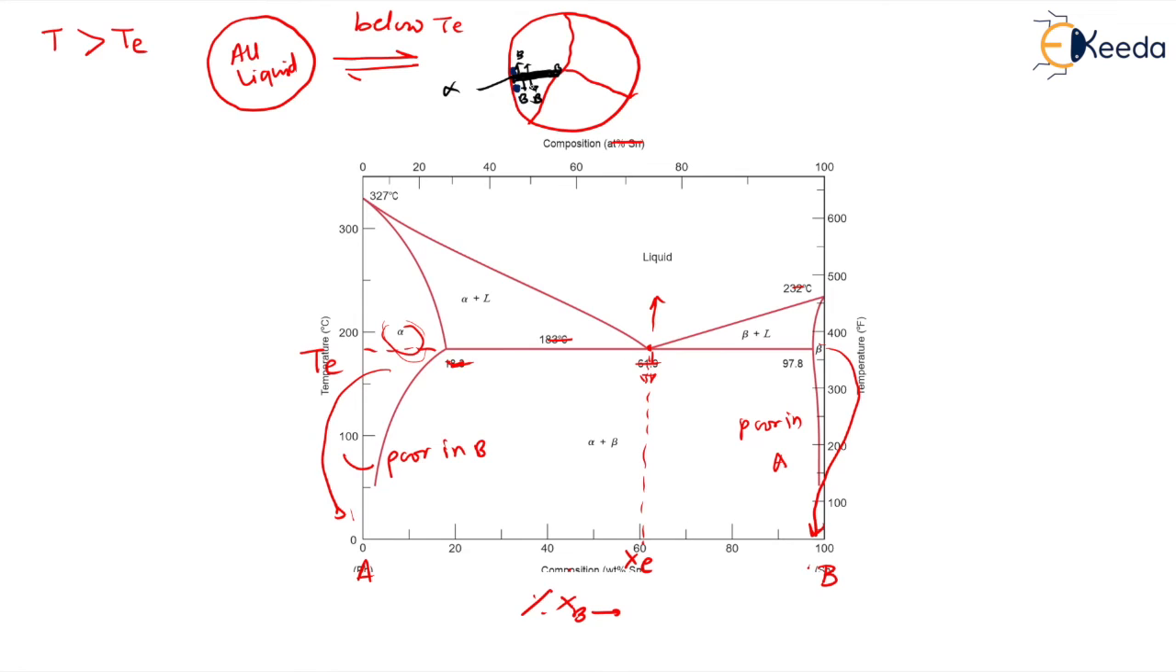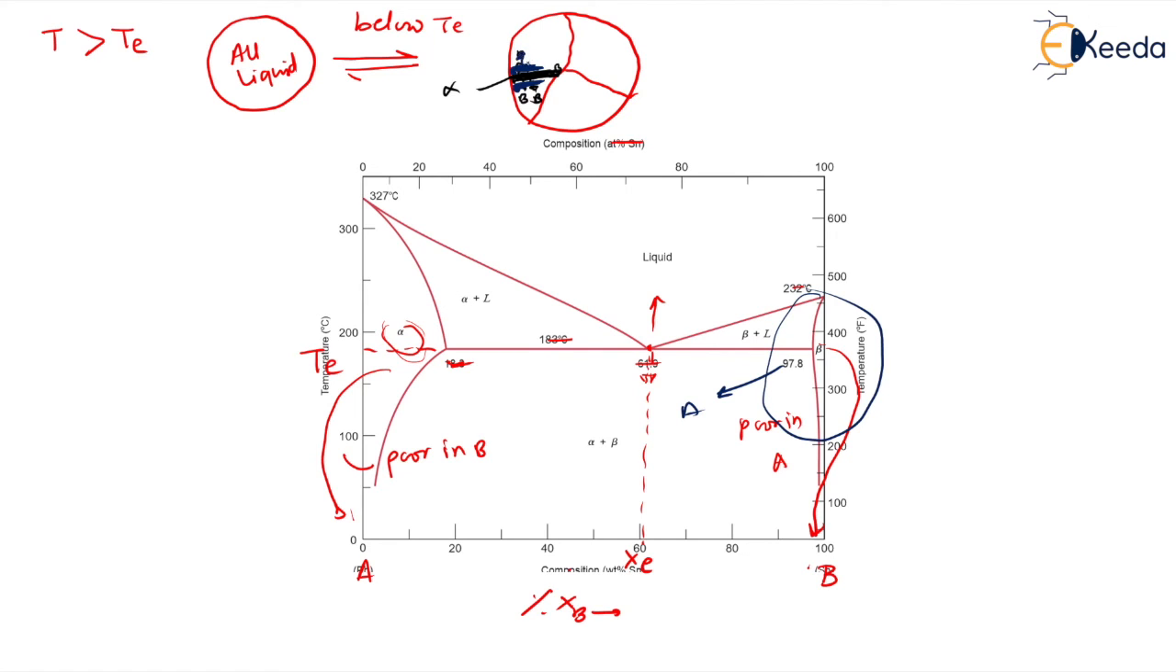Okay, and now as the cooling continues, what will happen? Same thing: this beta will start growing because beta is rich in B, isn't it? And the same thing happens again with this beta. When the beta wants to grow, what will it do? It will take all the nearby region's B and it will reject A, isn't it? And the same thing happens here like this.